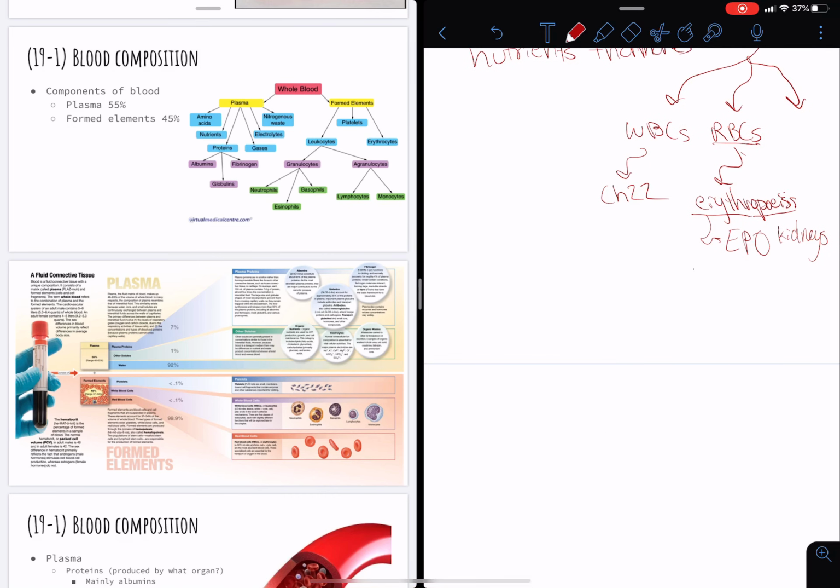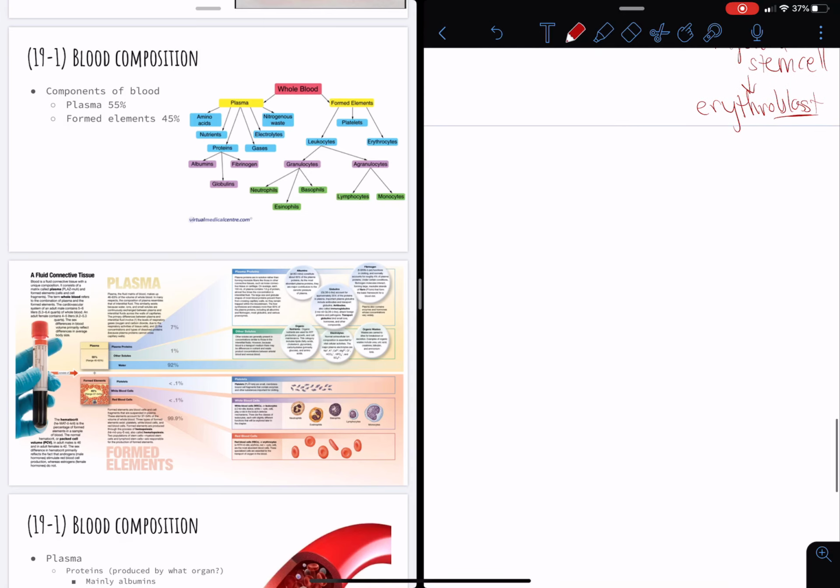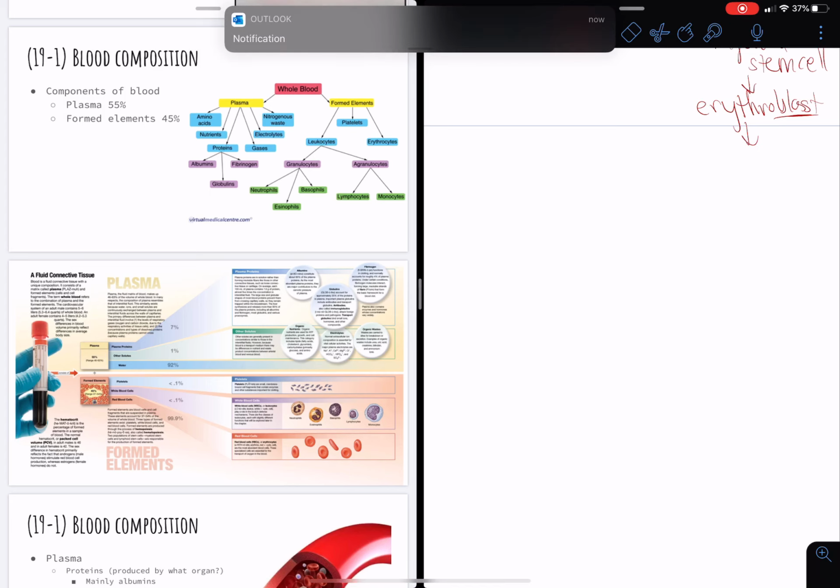We'll also talk about how they originate from a myeloid stem cell in the red bone marrow. And we'll talk about how those eventually turn into an erythroblast. An erythroblast, so anything ending in blast, means it's predetermined to become something else. It hasn't quite formed its mature state yet. Then it'll turn into a reticulocyte.